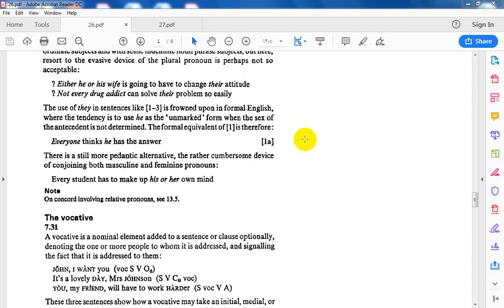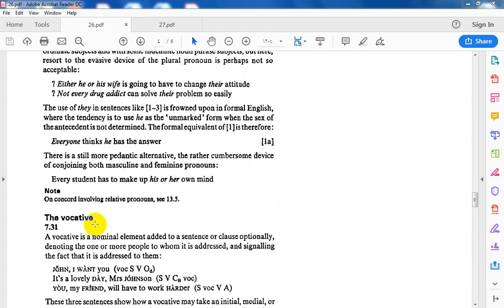Good afternoon, dear students. In the previous lecture, we discussed concord with all its styles, and I provided you with exercises concerning many examples and cases of concord and how to solve this problem. I cannot say it is a problem; it is a grammatical phenomenon. Now we move to another part: the vocative.